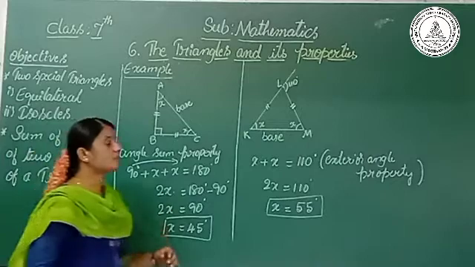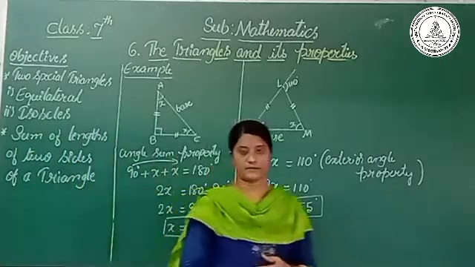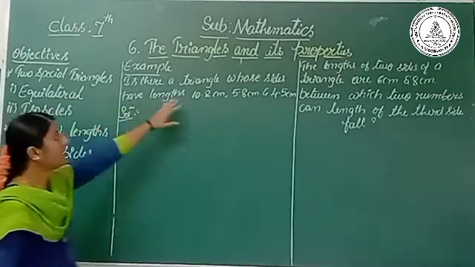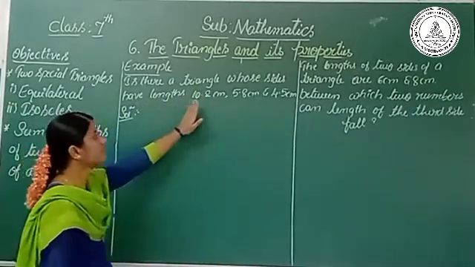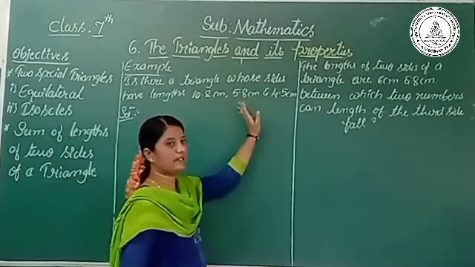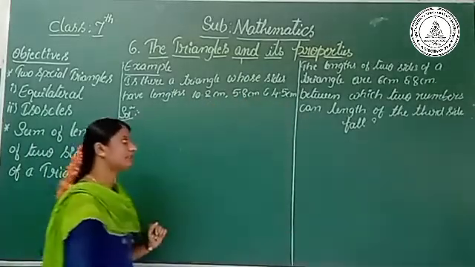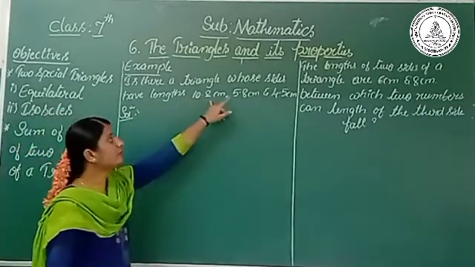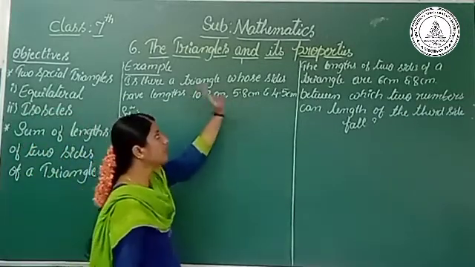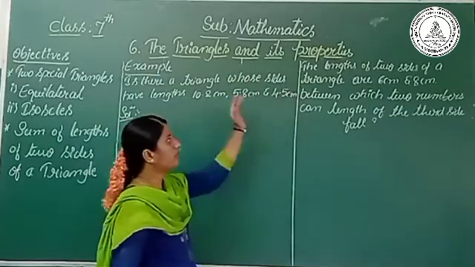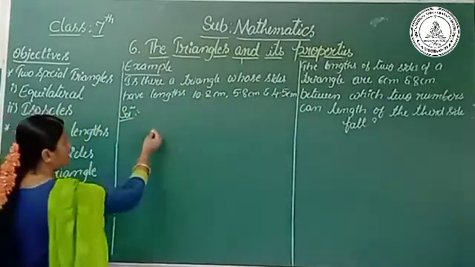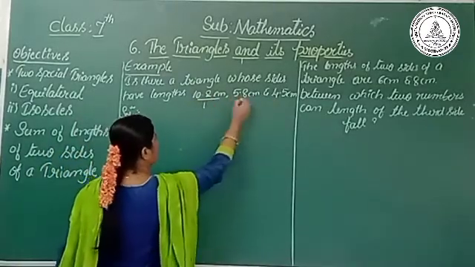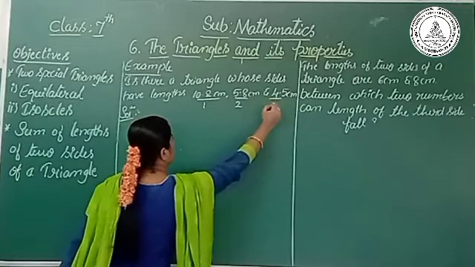Okay. Then let's move on to see some more examples. Let's see the third example. Is there a triangle whose sides have lengths 10.2 cm, 5.8 cm and 4.5 cm? Such a triangle is possible if the sum of the lengths of two sides of a triangle is greater than the third side, right? So let's check here. I will take the first side, second side and third side.